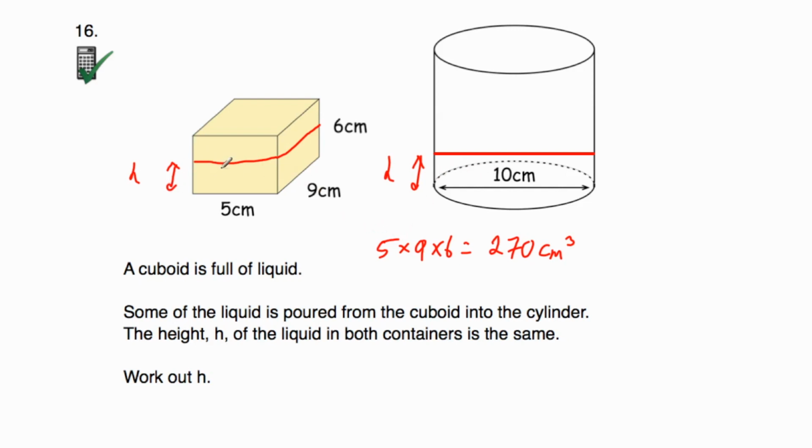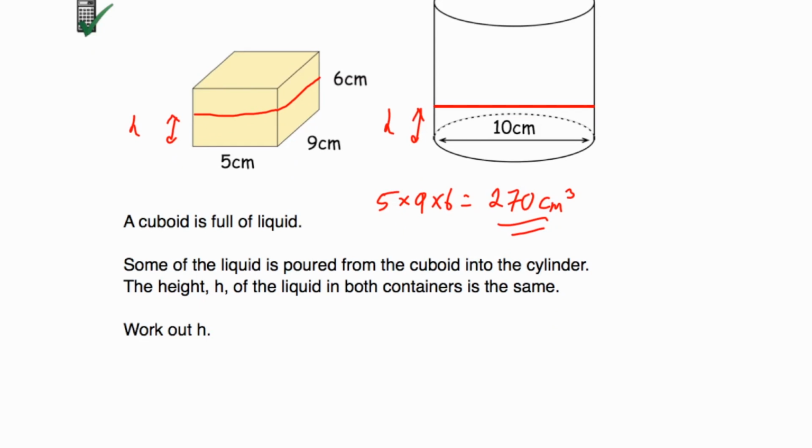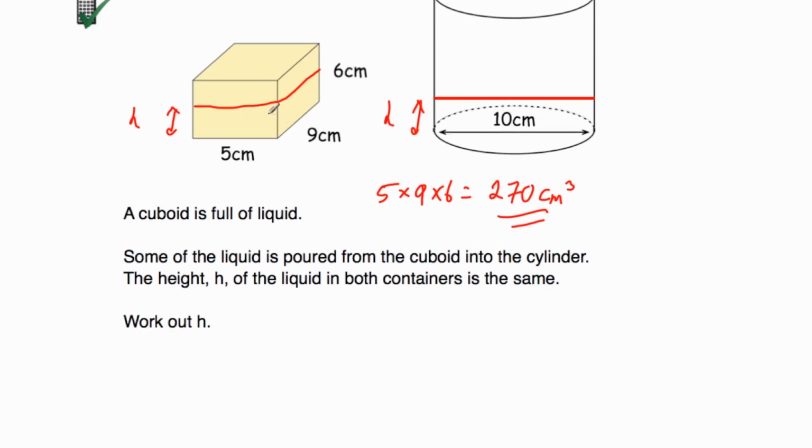So what we know is that the volume of liquid in here plus the volume of liquid in here would have to be equal to 270 centimetres cubed. So if we work out the volume of liquid in this cuboid, and we find the volume of liquid in this cylinder and add them together, the answer will be 270. To get the volume of liquid in this cuboid, we would do the length times the width times the height. Now, the height's not going to be 6 because it's not the whole way up to the top. It's going to be 5 times 9 times h. That will be the volume of liquid in here.